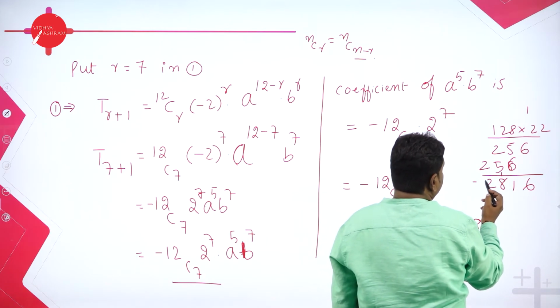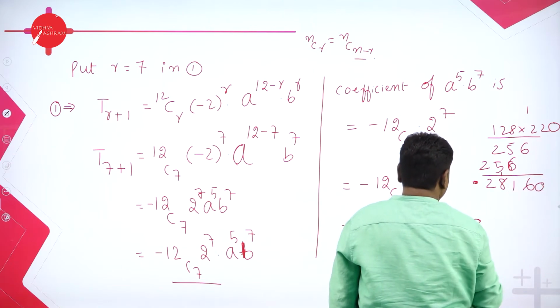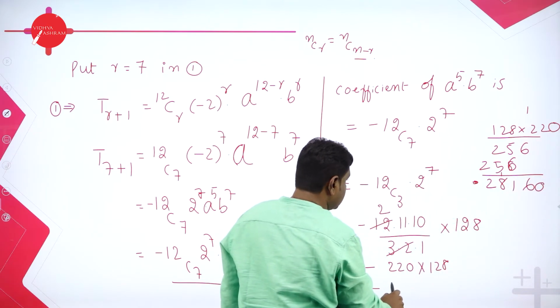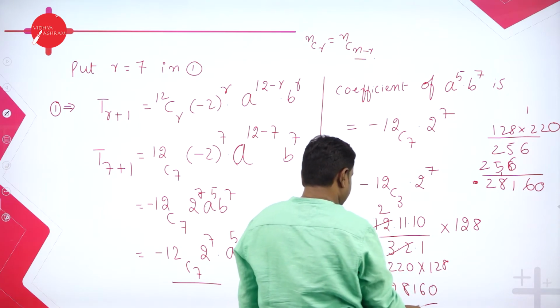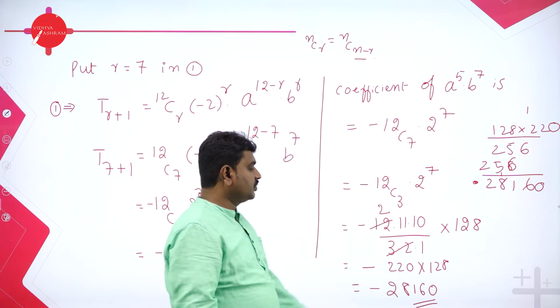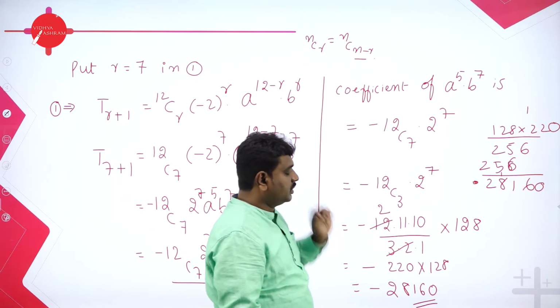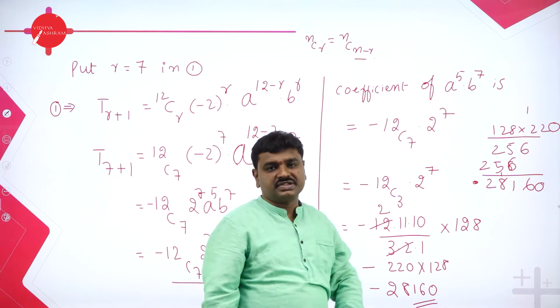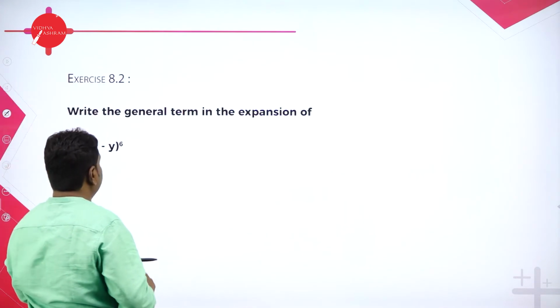So now overall into 220, so 0, minus, so minus 28160. So this is the answer. The coefficient, you can leave it here or you can simplify and write the end answer. And you can use calculators there.